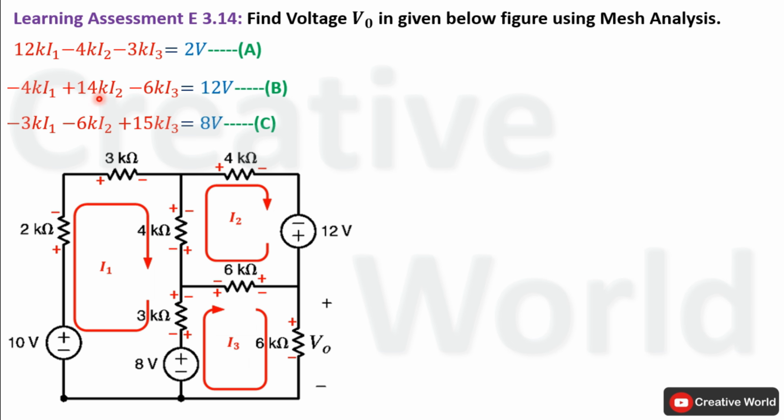So first of all we will try to solve these equations in order to get the value of current I3. For that purpose we will take equation A as it is, multiply equation B with 3 and add that resulting equation into A.